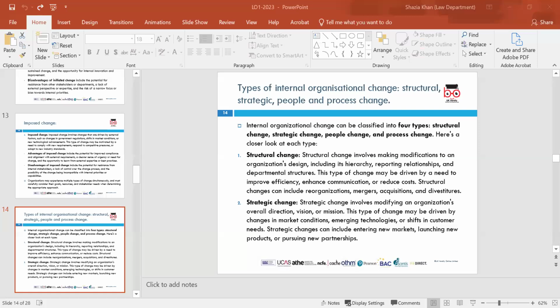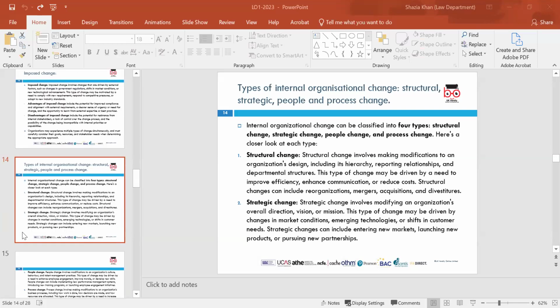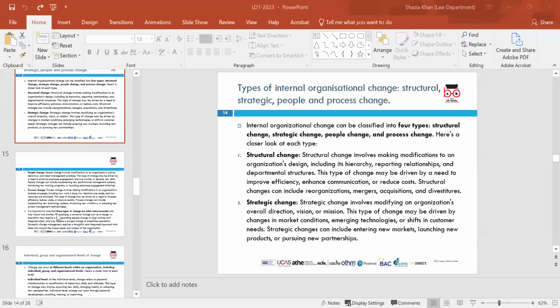Then you've got strategic change, which we went through a little bit earlier as well. And strategic change will be to modify an organization's overall direction, their vision, what their values are, and strategically change them.